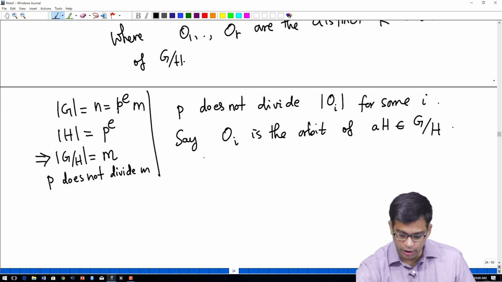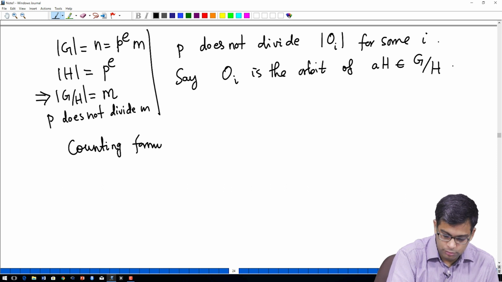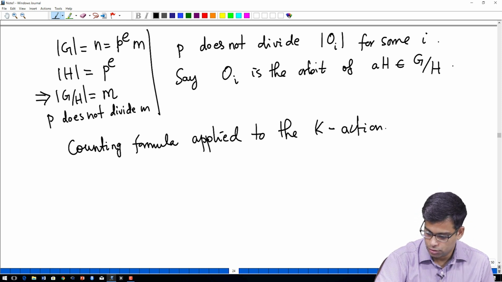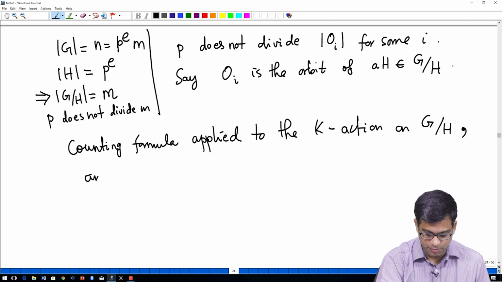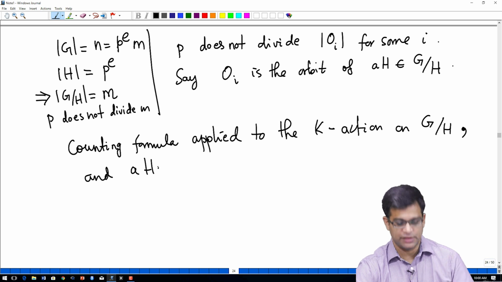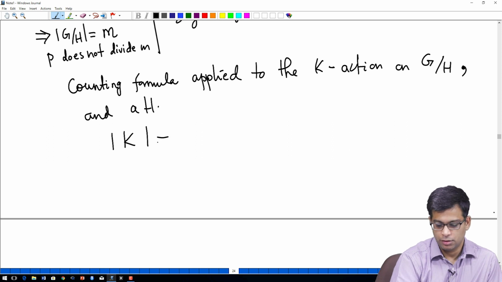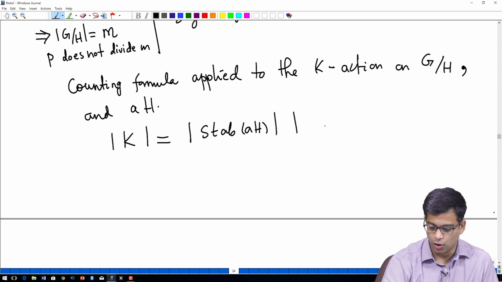So, now let us apply the counting formula to the K action on G mod H. What does the counting formula say about this particular element? Counting formula, remember, is applied to a specific element of the set, which I am taking to be aH. So, it says that the order of K is equal to the order of the stabilizer of aH times the order of the orbit of aH.